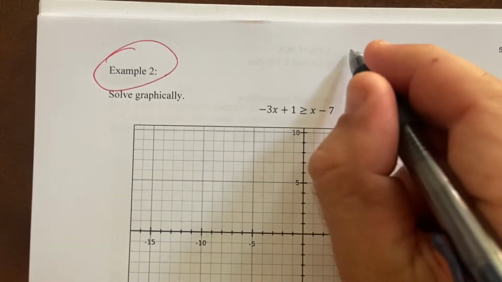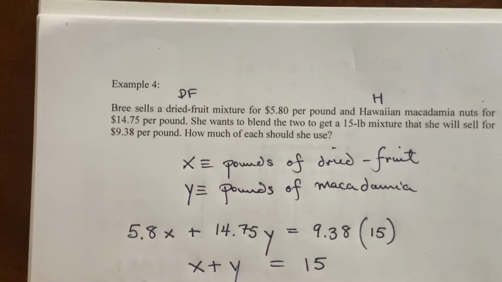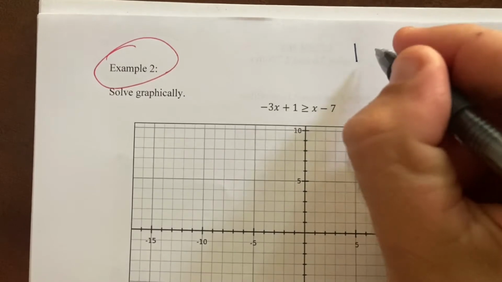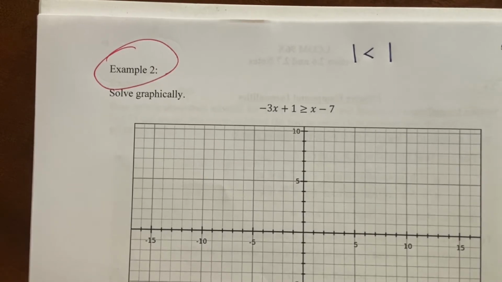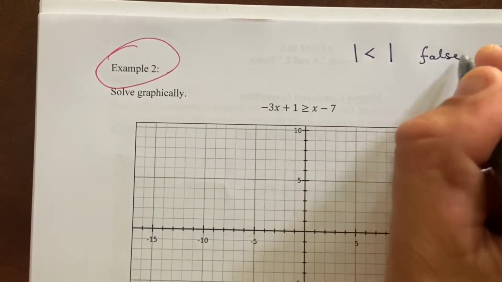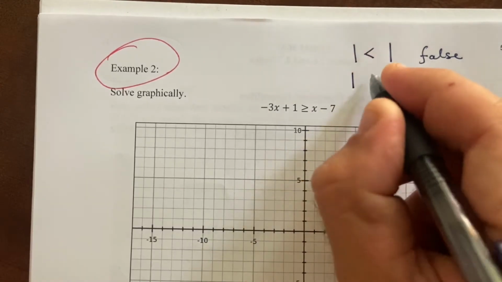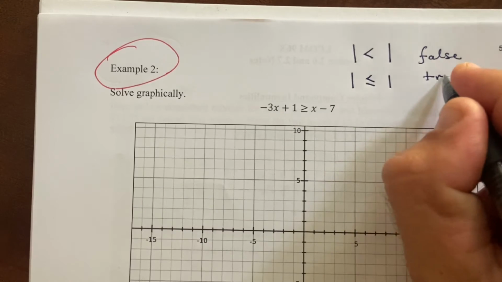On the previous page, I said it's not true that 1 is less than 1. And that's the case, right? 1 is not less than 1, 1 is 1. So this is false. I'll just write it that way. But it is true that 1 is less than or equal to 1. So this is true.